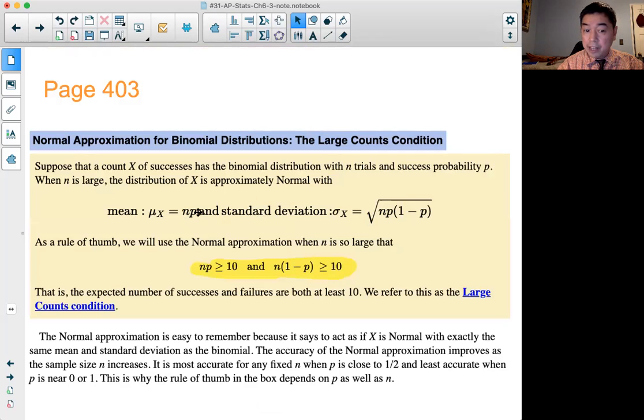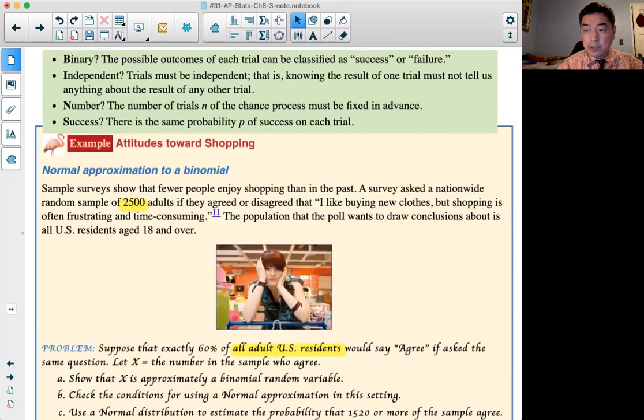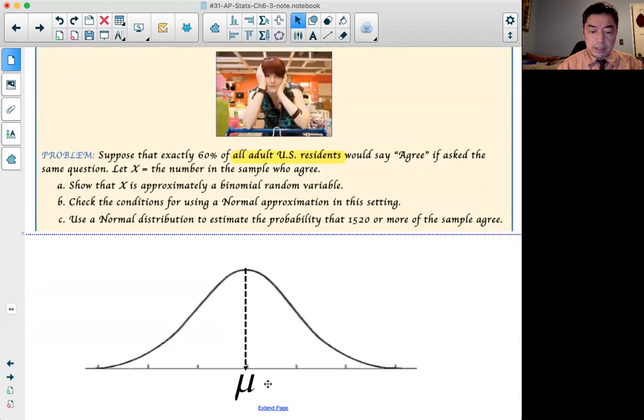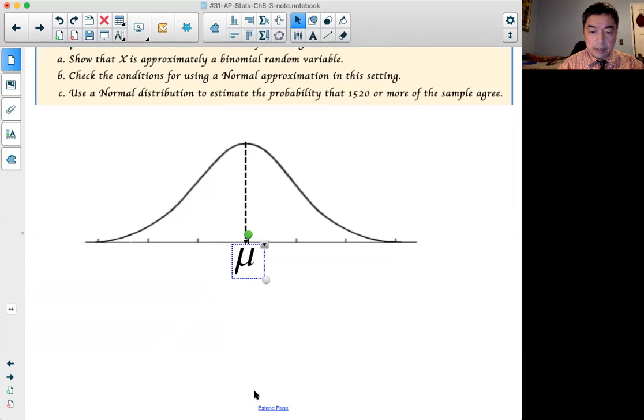Right here, n times p, which is 2,500 times 60%. So this is mu, which is 1,500.